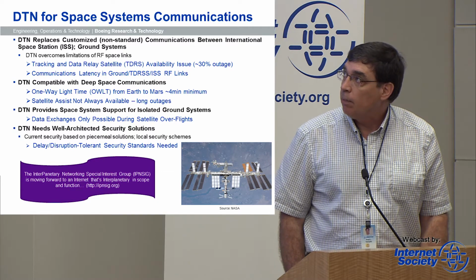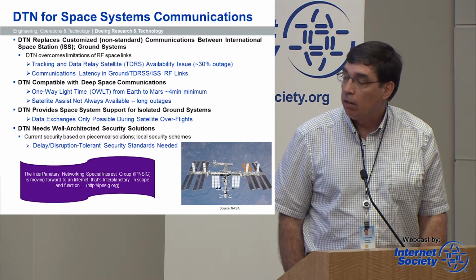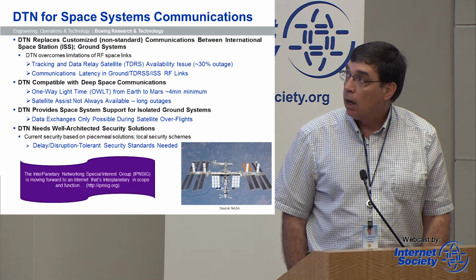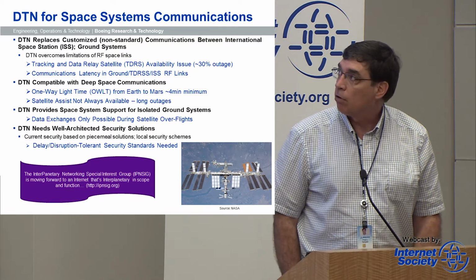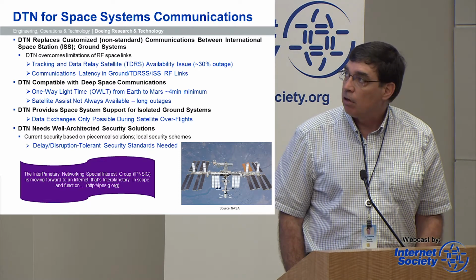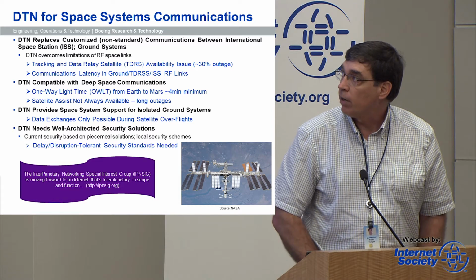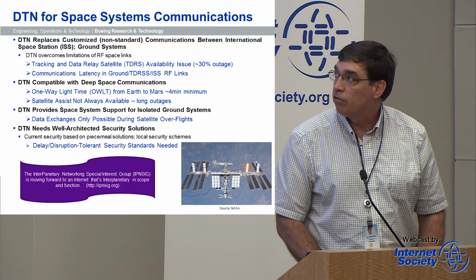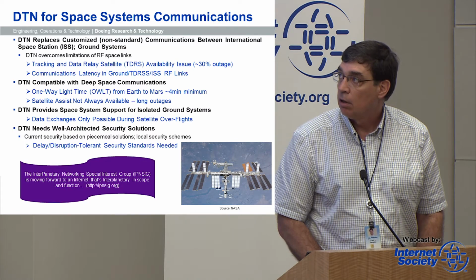DTN is compatible with deep space communications. One-way light time from Earth to Mars is at least 4 minutes minimum. Satellite assists are not always available, so we oftentimes have long outages. DTN provides space system support for isolated ground systems where data exchanges are only possible during certain satellite overflights.